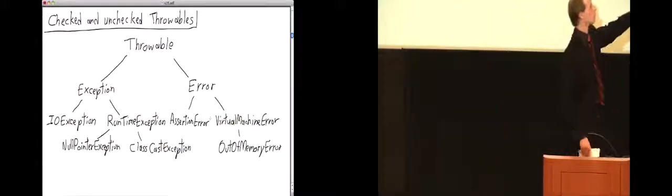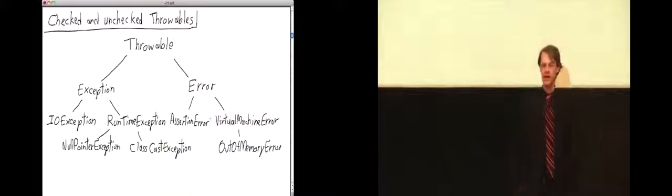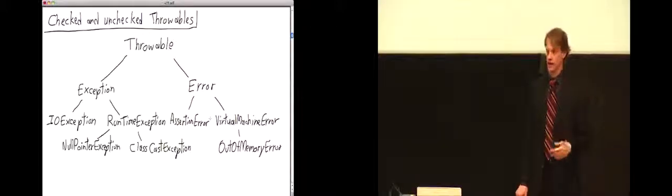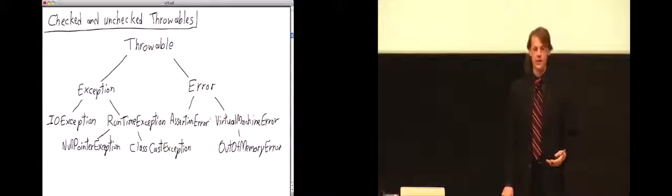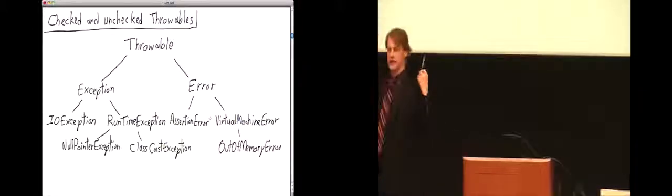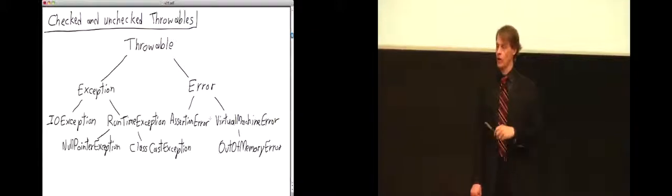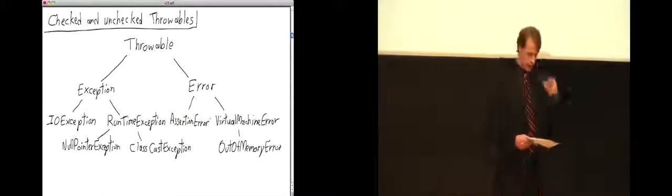So errors are mostly things that you should not try to catch. If Java throws an out-of-memory error and you catch it, you might succeed in catching it, but it is very unlikely that the Java virtual machine will be able to continue to run if it's out of memory, so all you're going to do is make it crash harder. So errors in general are things you usually should not try to catch. Exceptions are things that you might want to catch for one reason or another.